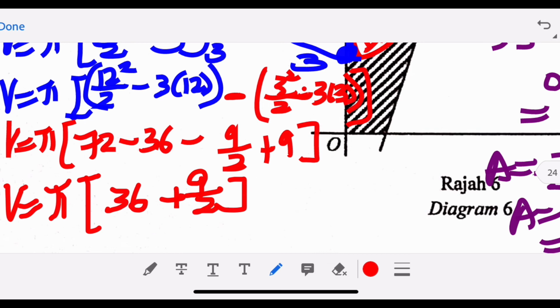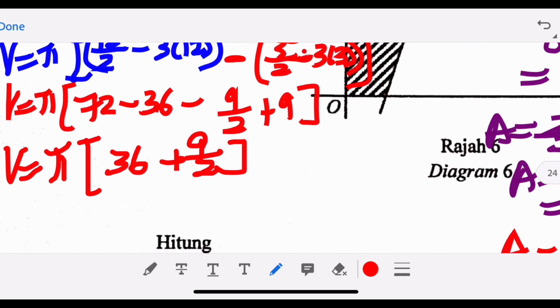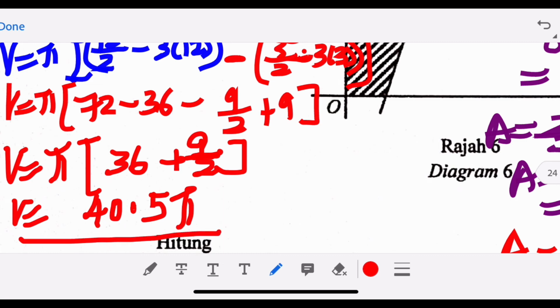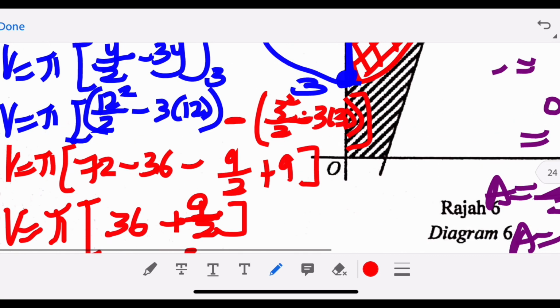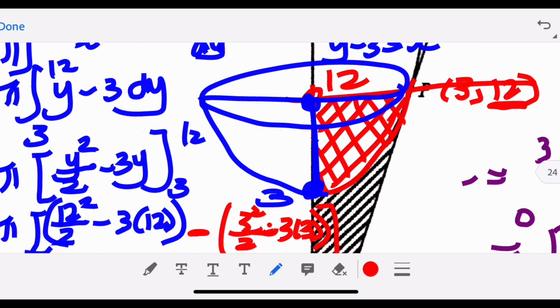So the answer is 40.5 pi. This is 4.5, right? 4.5 plus 36. So this is the volume generated if the region in red color, which is this one, region in red color, is going to rotate about the y-axis.